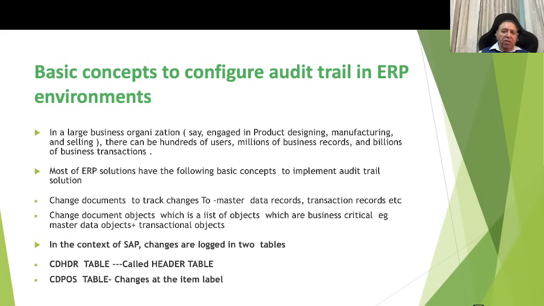Most of the ERP solutions have the following basic concepts to implement the audit trail solutions, including in SAP: change documents to track the changes to the master data tables and transaction records, and change document objects, which is a list of objects which are business critical, for example master data objects and transaction objects. In the context of SAP, changes are logged in two tables. One is the CDHDR table, called the header table, and the CDPOS table, which includes the changes at the item level.